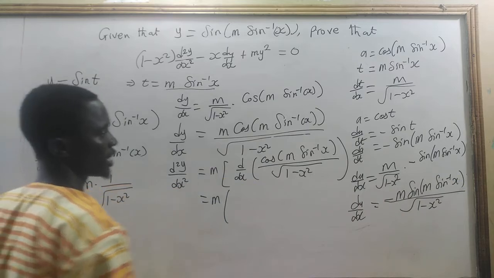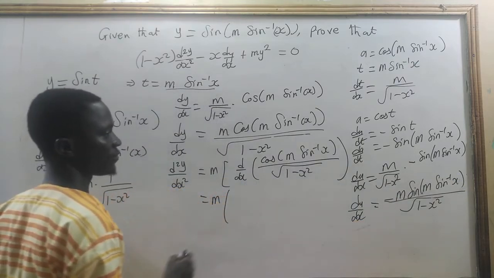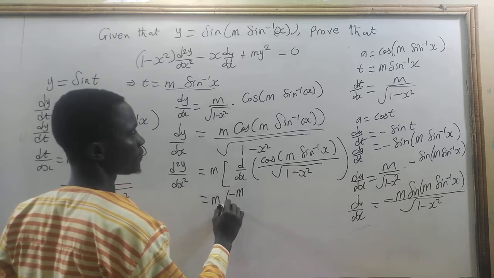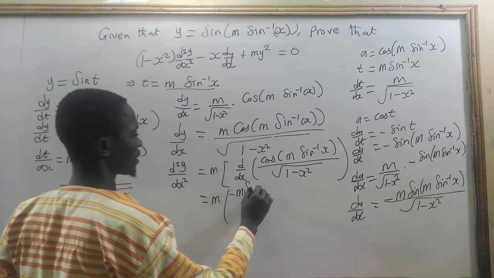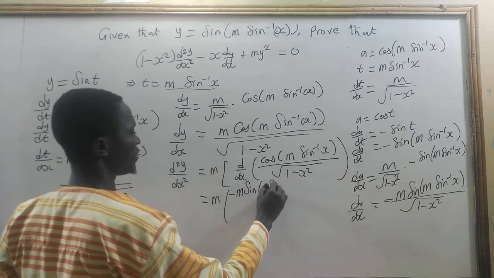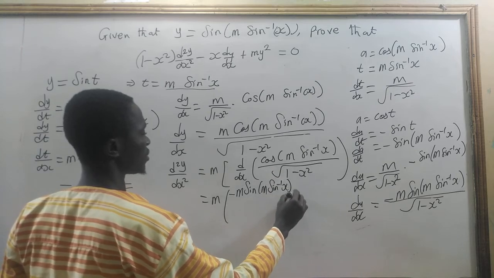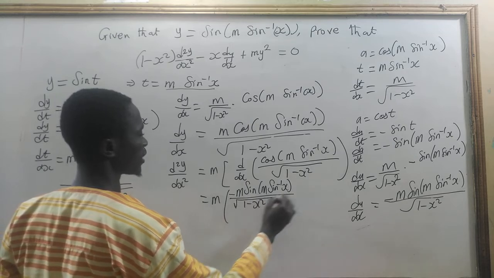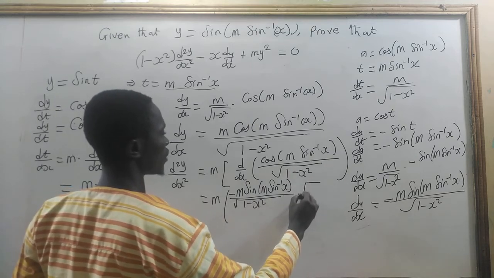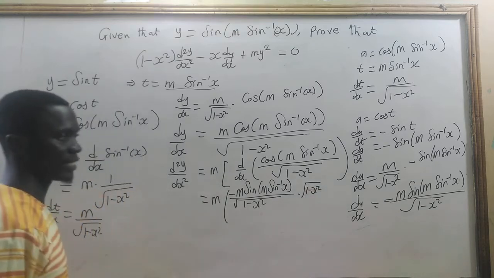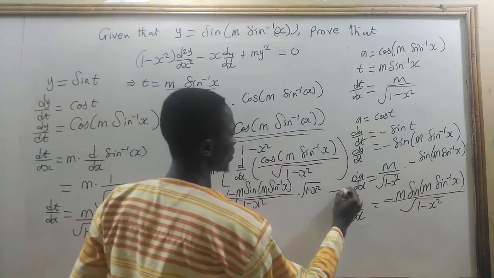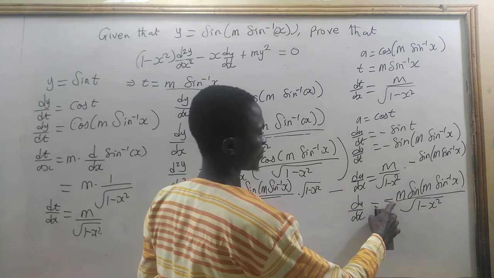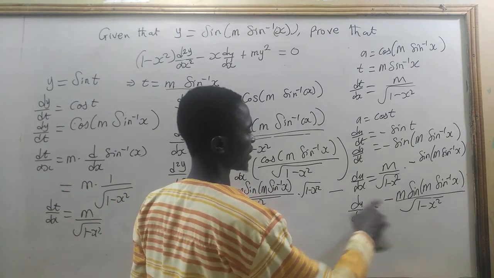Now, once we have this, we are going to have it as minus m sine of m times the inverse sine of x, all divided by square root of 1 minus x squared, times square root of 1 minus x squared. That is the product rule. Minus, I think I can clean this portion. That's a negative sign.